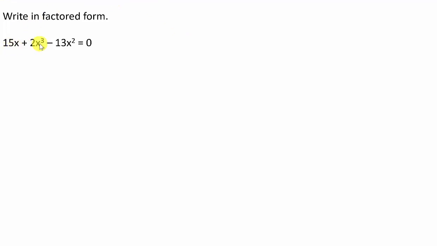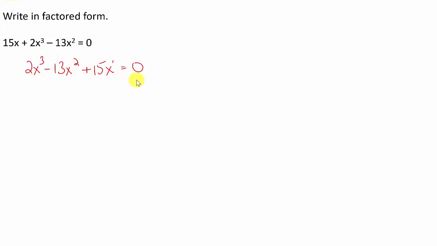Okay, on this one, it is not in the right form. You see we have 15x, 2x cubed, negative 13x squared. We want this to go from highest exponent to lowest. So we are going to rewrite this. We're going to write our 2x cubed first. Then we're going to write our negative 13x squared. And then we're going to write our 15x. So now we go from 3, 2, and we have a 1 there. So we're going from highest to lowest.